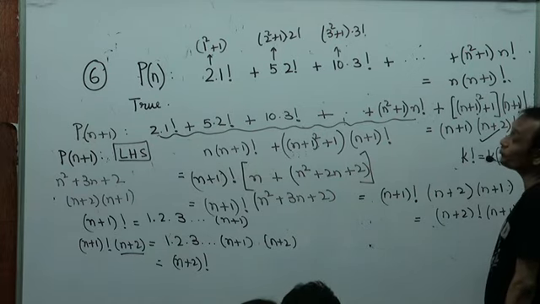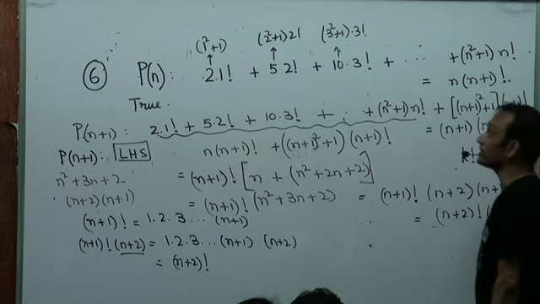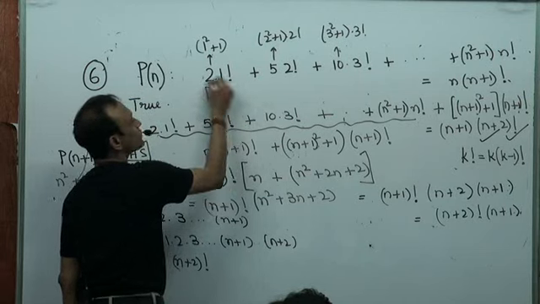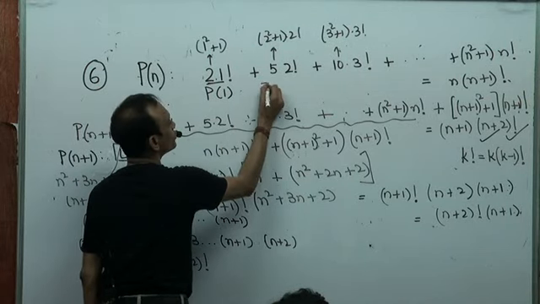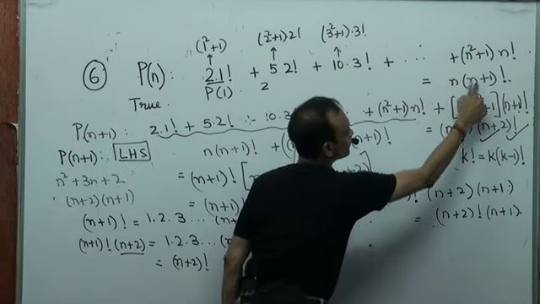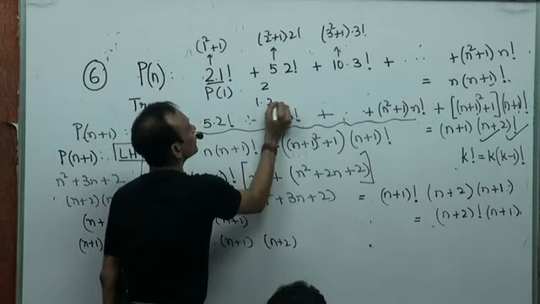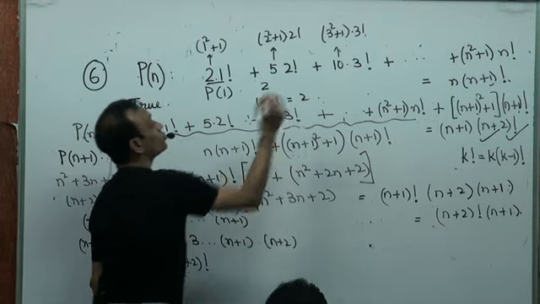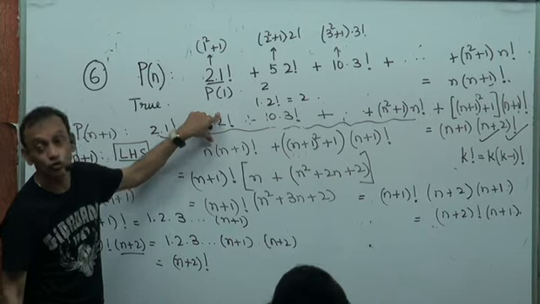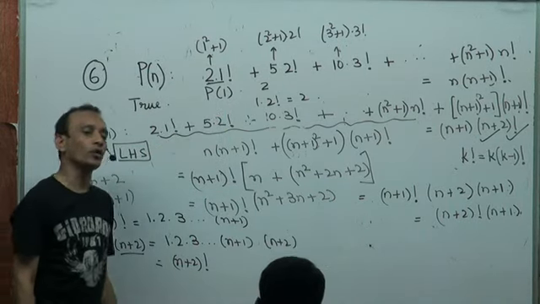So, if the result is true for n, it's found to be true for n plus 1 also. And what is the result for 1? P1 is just the first term, which is 2 into 1 factorial, which is true. What is the right hand side? Right, put n equal to 1. 1 into 2 factorial. 2 factorial is 2. So, the result is found to be true for 1. P1 is true, P2 will be true, P3 will be true, and all Pn will be true.